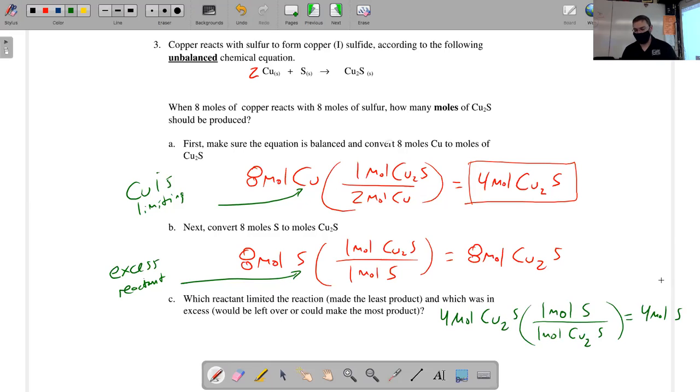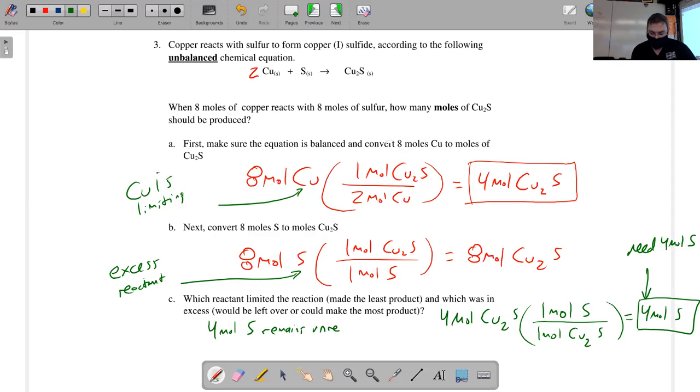This example, it's 4 and 4, so it's not the best example. But you need 4 moles of sulfur to make the reaction happen. And that means there must be 4 moles of sulfur remaining, unreacted. It's better if the example is not 4 and 4, but a different quantity. So in other words, if we needed 3 moles, there would be 5 moles left over.